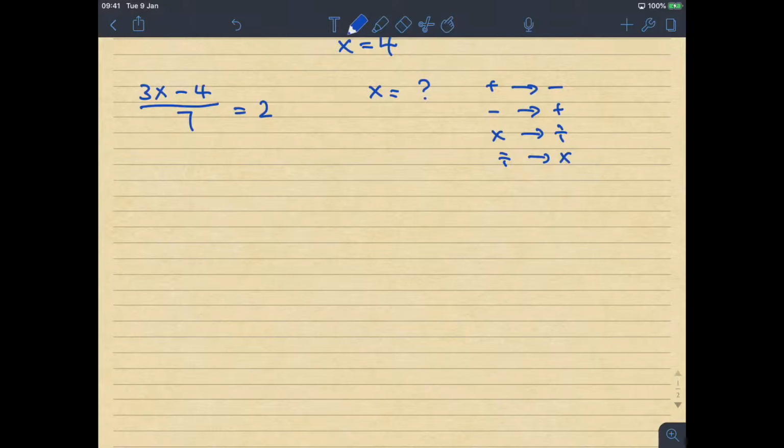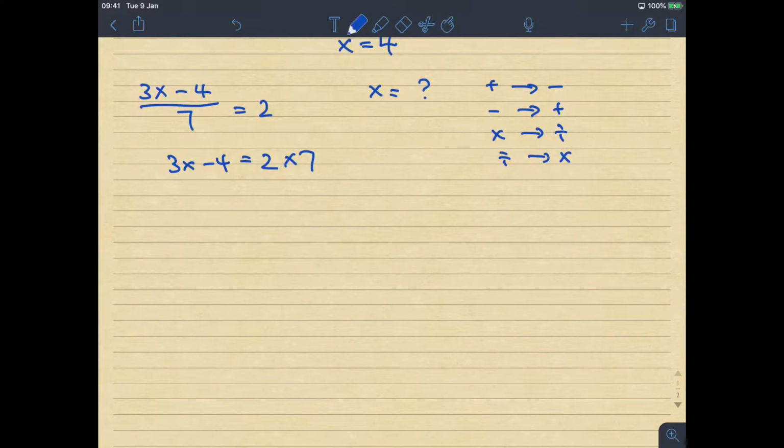So first of all, on the left hand side, we've got 3x minus 4 divided by 7. I want to get rid of 7 first. Okay, so I can rewrite the equation as 3x minus 4 equal to 2. Before it was divided by 7, now I'm moving the 7 to the right hand side, i.e. the other side of the equation, so it will become times 7. Divide becomes times, okay, it's equal to 14.